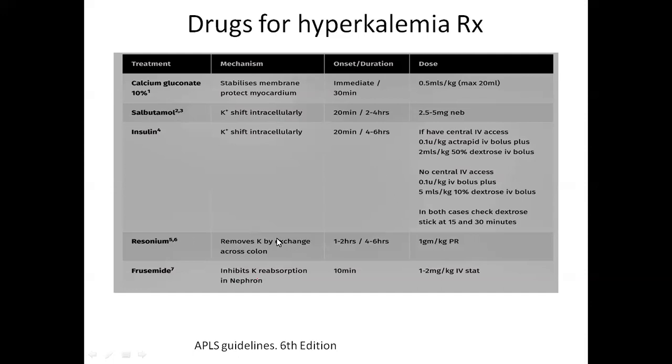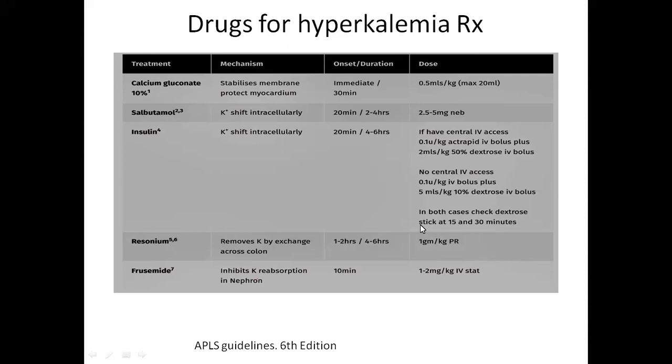The other thing is to remove the potassium from the body. So all these three are going to stabilize: one is stabilizing the membrane, another is just shifting potassium inside. Once the action is gone, it can shift back into the blood. So we need to remove it from the body as well. For that, we have two agents. One is through the kidney: you can give furosemide if the kidney is working well. If the kidney is not working, you need to remove it through the gut, so that is the potassium binder, resonium.